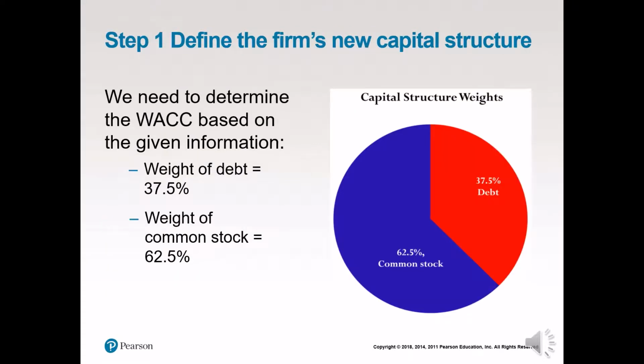Step 1 is to define the firm's new capital structure. So they are working towards building their debt to 37.5%. They're going to retire all of their preferred stock, and the rest of their capital will be common stock at 62.5%.